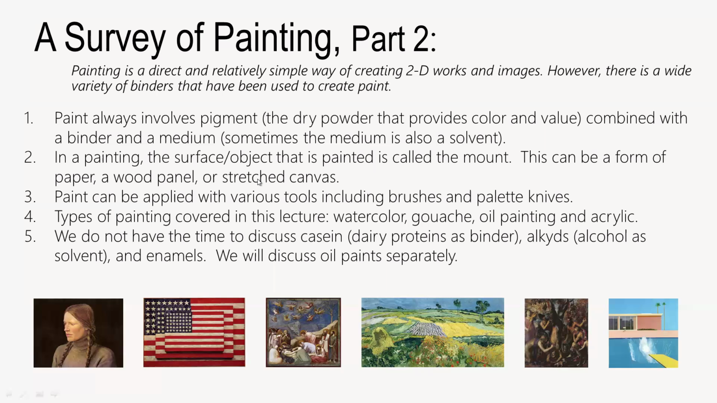The pigment is always a separate thing, but binder and medium sometimes are the exact same thing. Like in oil painting, binder and medium are the exact same thing. And medium and solvent are often the same thing. Like in watercolor, the medium is water and the solvent is water. And then sometimes, in some forms, all three are different things. Okay, all right, I think we're about ready to start.